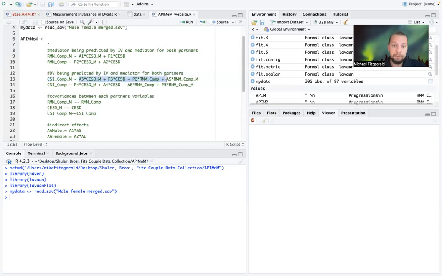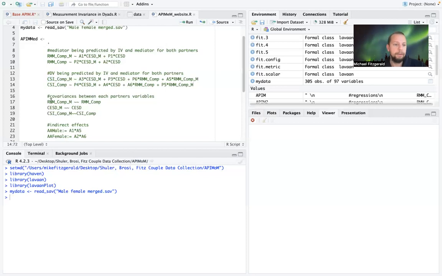thrown additional labels on there to indicate actor effects. So if it's male to male, then it's an actor effect. And if it's female to male, then it's a partner effect. And I've specified that for each dyad member.